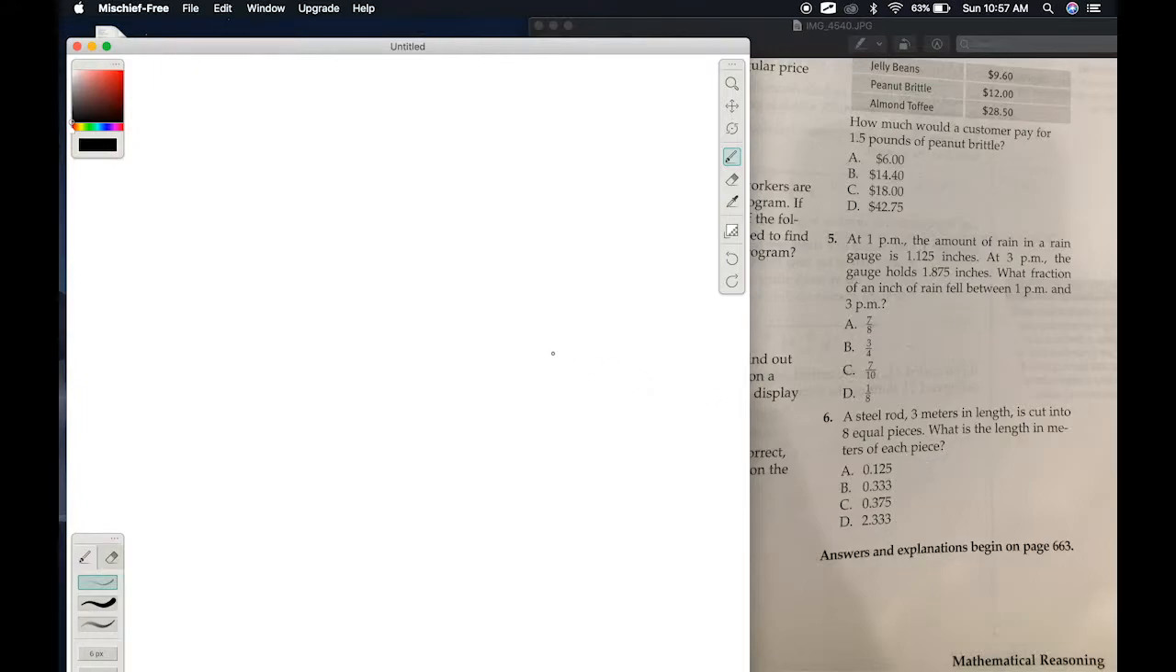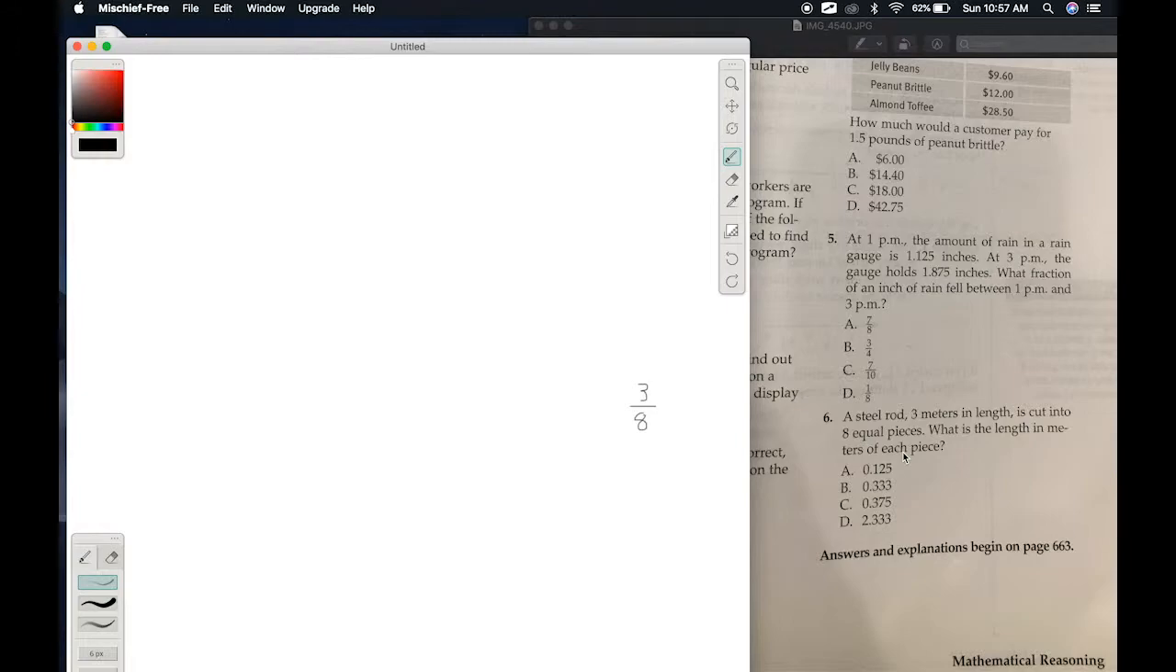Okay, so there's 2 ways to do this. If you know your equivalency, you put 3/8 and you would know what that equals if you know your chart. Okay, so again, another reason to know your chart, because that would be resolved immediately. In another case, since this is actually the larger, steel rod, 3 meters in length, is cut into 8 equal pieces. What is the length in meters of each piece?